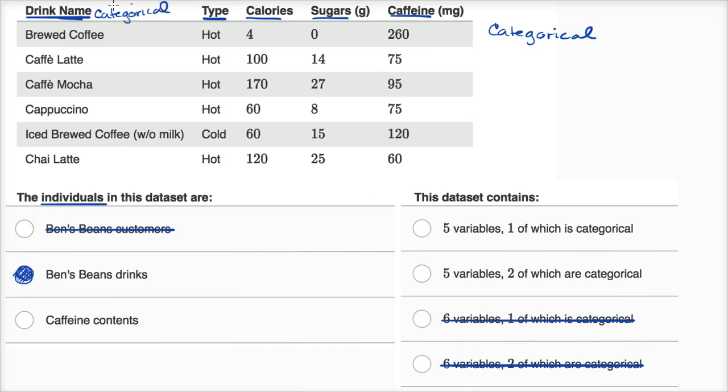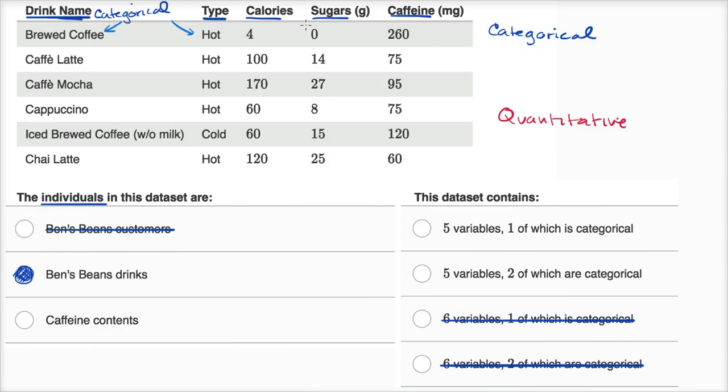Now you might say, well, what's another type of variable? Well, another type of variable is quantitative. A quantitative variable is going to take on numerical values as opposed to categorical values, numerical values that are measuring some type of attribute. So let's go through these. What about type? Well, type isn't a numerical value. It's taking on a category. It's either going to be hot or cold. So that is also going to be categorical.